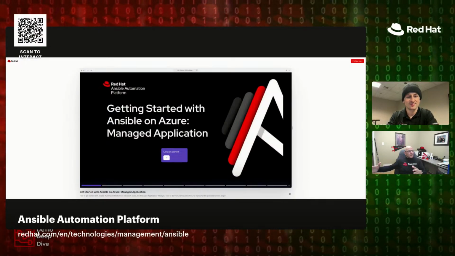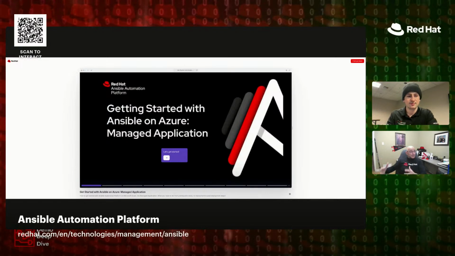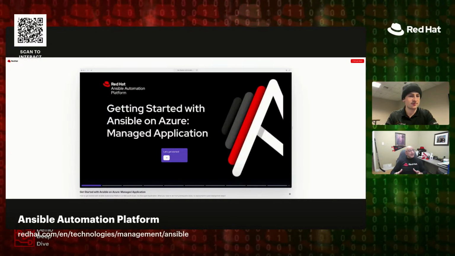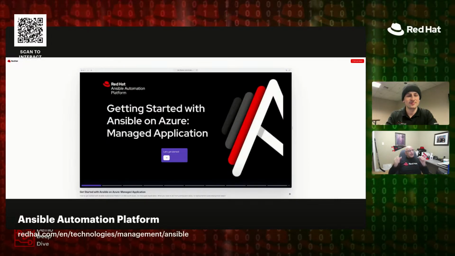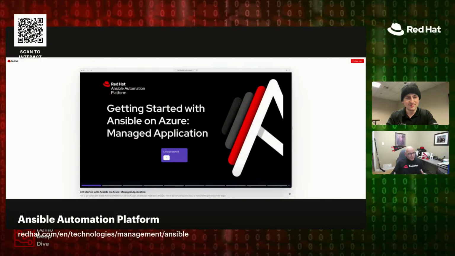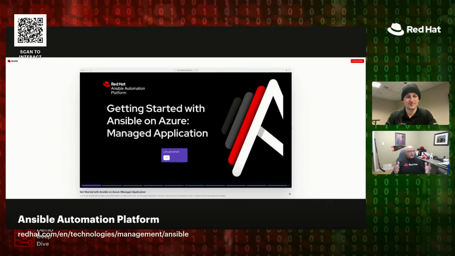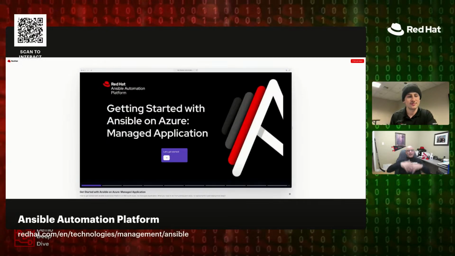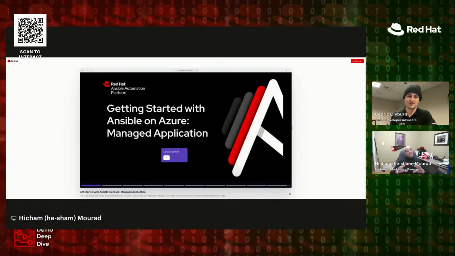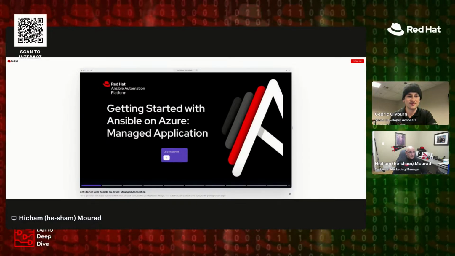That's all taken care of by the Red Hat Site Reliability Engineering team, the SREs that address all of that. And customers just get to focus on automating their environment, innovating for their business, and focus on what they need to focus on, especially now with all these AI initiatives. And Ansible Automation Platform can even assist with those AI initiatives as well.